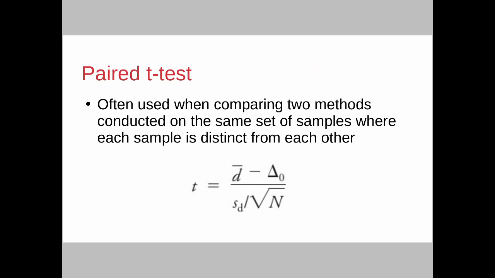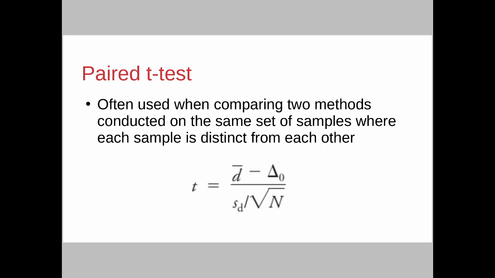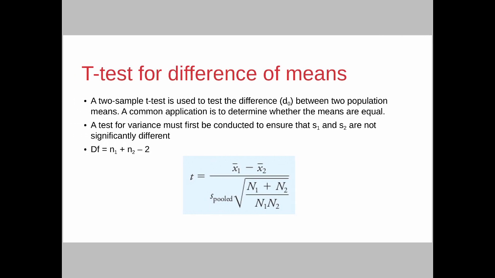And then we have the paired t-test. This is used when you compare two methods conducted on the same set of samples, where each sample is distinct from each other. So what's the difference between the t-test for difference of means and the paired t-test? For example, let's say the population of male and female students in, say, Mapua. When I was a student in Mapua, there were significantly more men than women.